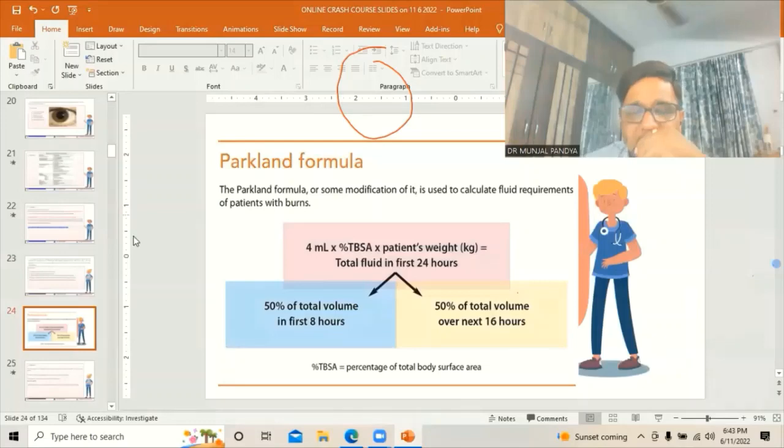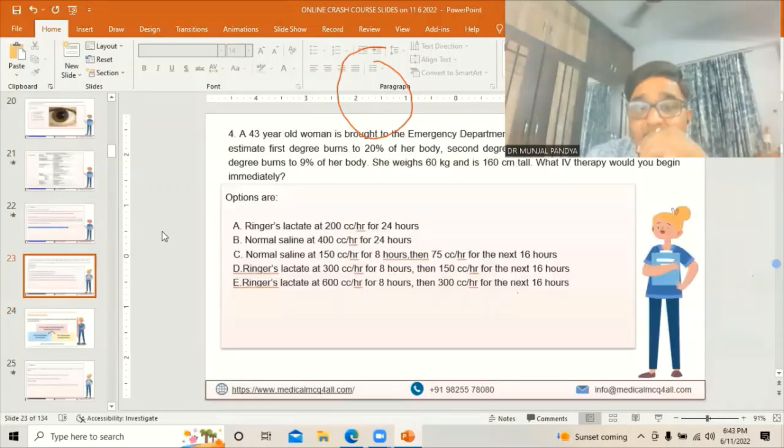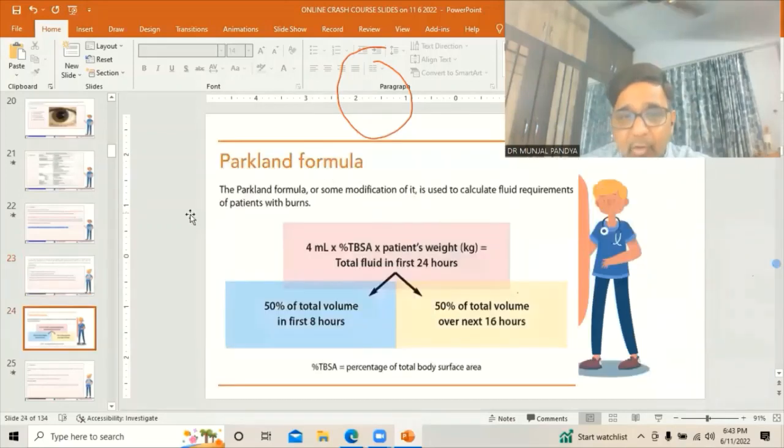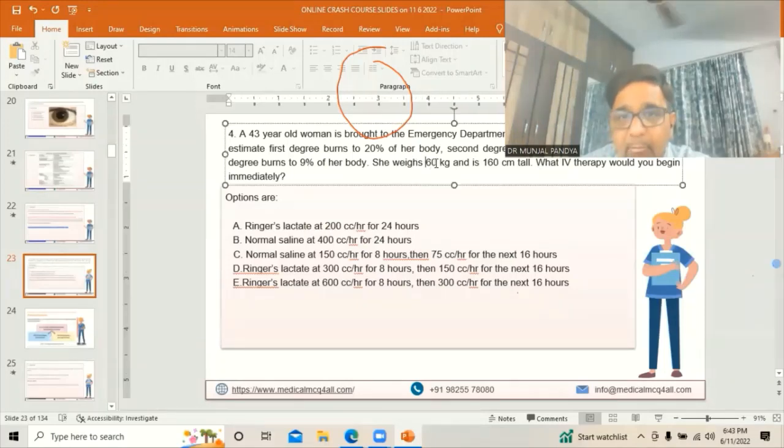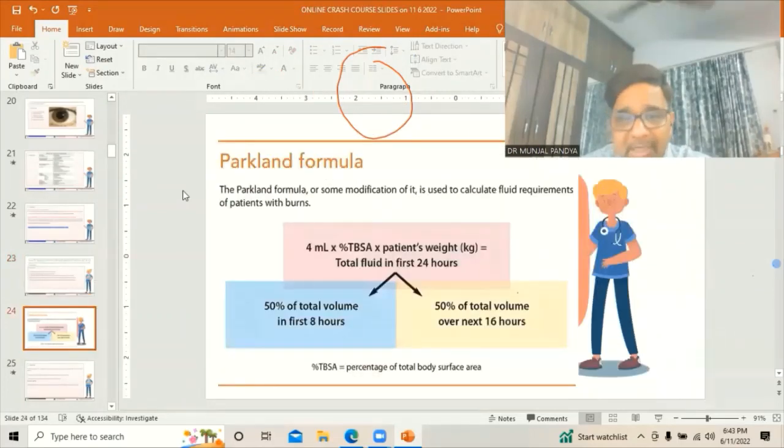So let's go to the calculation. 4 ml multiplied by the percentage of burns. Second degree is 11 and third is 9, so 20%. So 4 multiplied by 20 multiplied by 60 is equal to the total amount. So how much is the total? 4800, right?